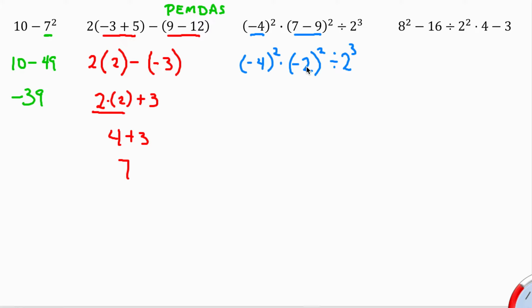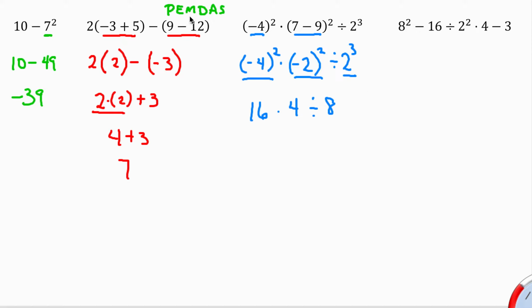Okay, so the parentheses are just holding numbers. There's no operation to do in there, so let's move to exponents. This is an exponent, this is an exponent, this has an exponent. Remember what we talked about before about the exponent. Now this does say it is negative 4 times negative 4. So 2 negatives means that's positive, 4 times 4 is 16. Same thing here. This is a negative times a negative, so it's going to be positive. 2 times 2 is 4. I don't have to worry about negatives here. This is just 2 times 2 times 2. 2 times 2 is 4, times 2 is 8.